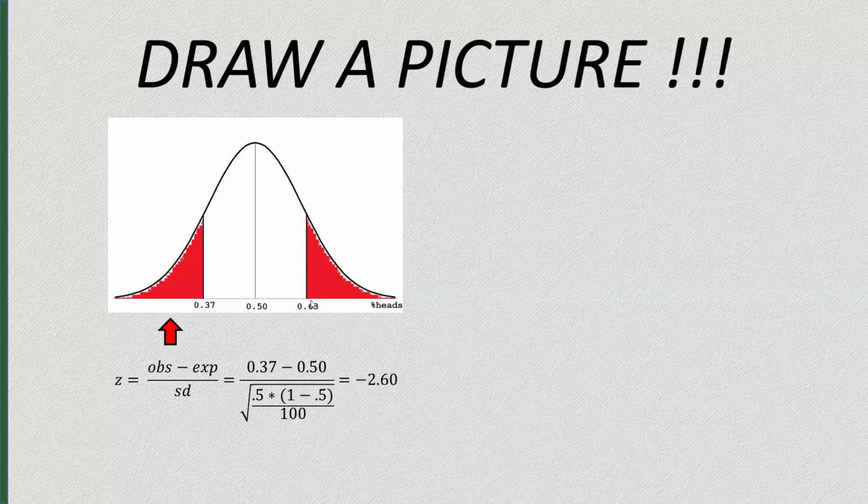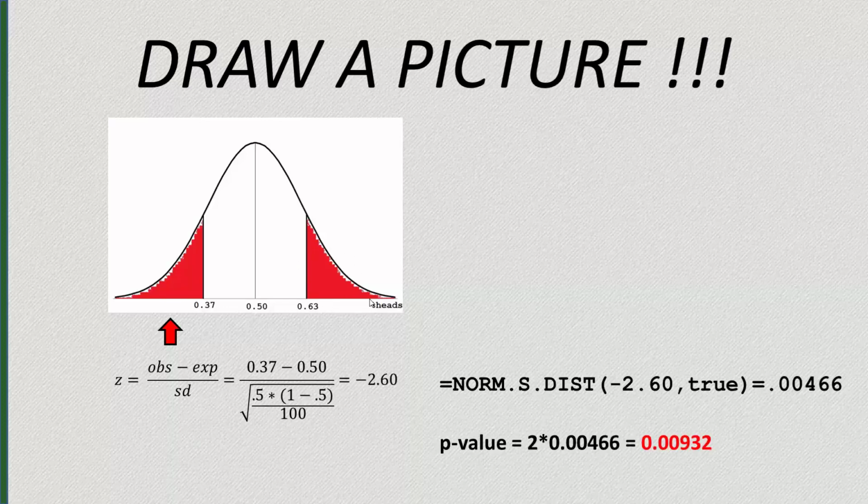To turn it into a probability, this function in Excel will give us the lower tail area. This upper area will be the same, so we simply double it. Our p-value is twice this lower tail. Our p-value is 0.00932.